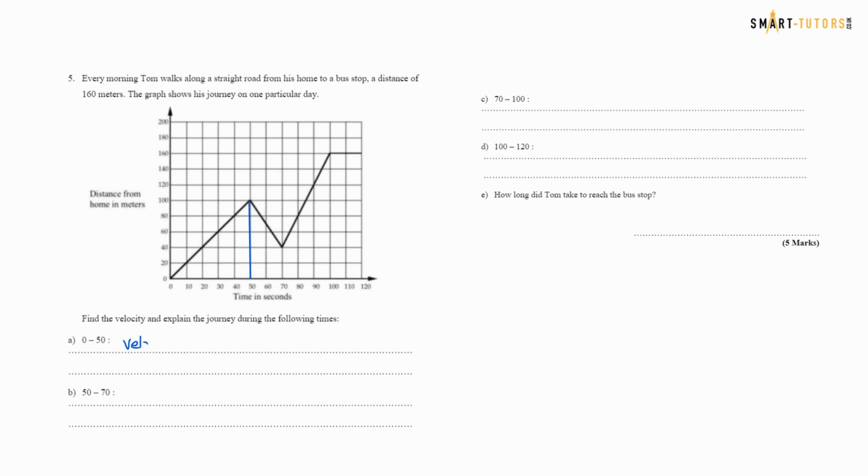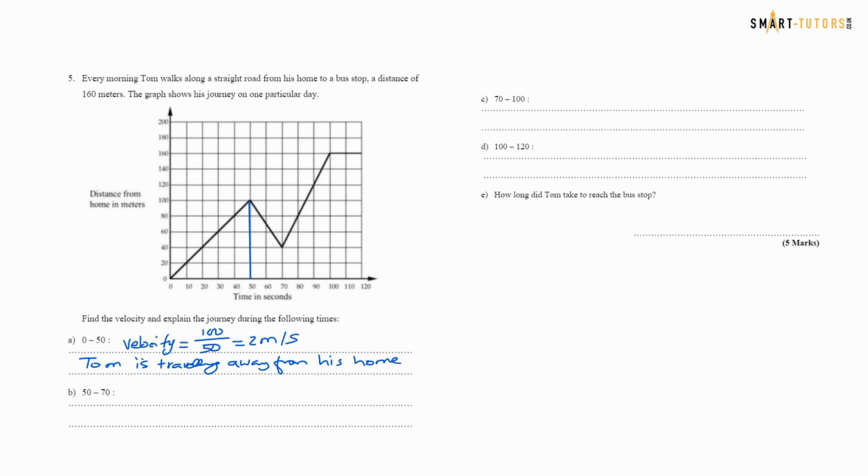So velocity equals distance 100 over 50 seconds, which is 2 meter per second. So 2 meter per second velocity. Tom is traveling away from his home.